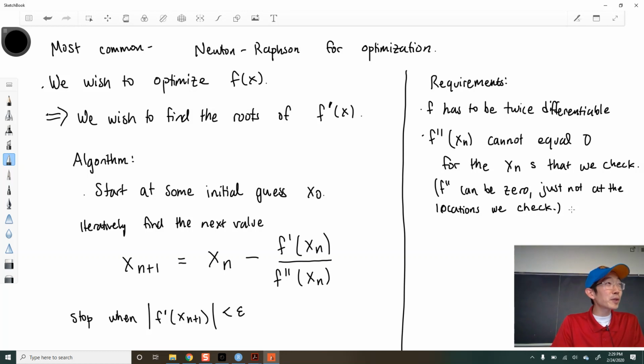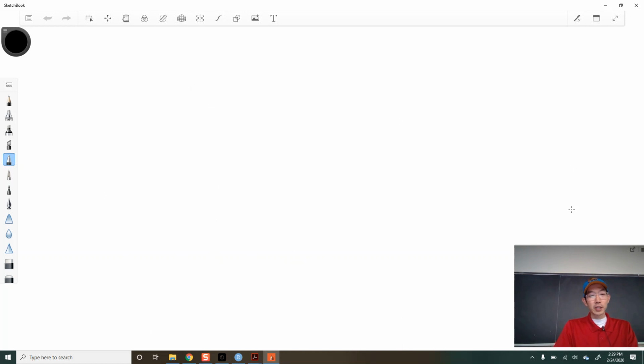But taking the derivative might be hard. Taking the second derivative might be hard. But what do we have? We have an approximation. We have a method to approximate taking the derivative, which means if I apply it twice, I have a method to approximate the second derivative, and it works just as fine. So remember, we have derivative approximation.